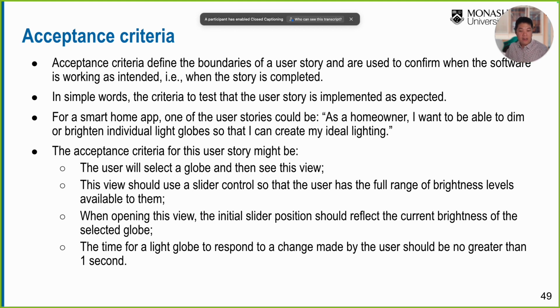And the time for a light globe to respond to a change made by the user should be no greater than 1 second. So it is responsive as well, right? It's not like, we're going to dim the light globe and it takes like 5 minutes. So it's a useless system, that kind of thing. This is an example of the acceptance criteria. So it must be written in the spec, like a workflow in a scenario, how the user should test the system to ensure that the user story is implemented completely and correctly. Make sense, everyone?